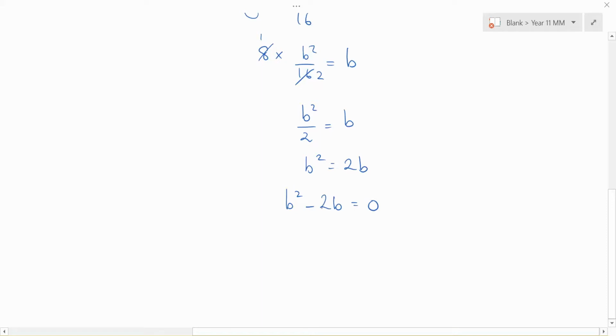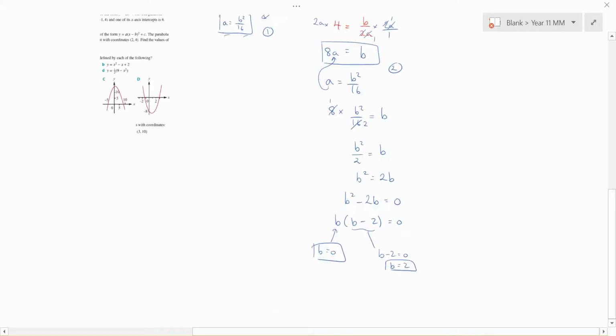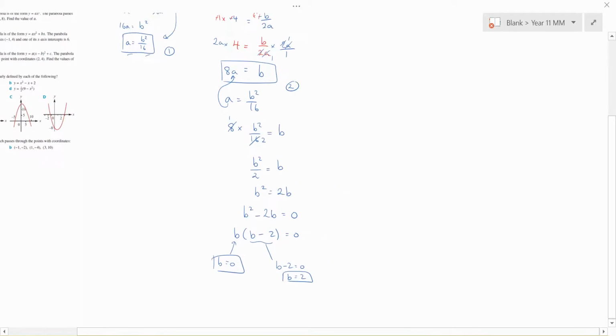So you got b squared minus 2b, you can take out a common factor of b, b minus 2 equals 0, and conveniently this is a null factor problem. b could either equal 0 or b minus 2 equals 0, and therefore b is equal to 2. Okay, so it seems like I got 2 answers now. So let's go again.